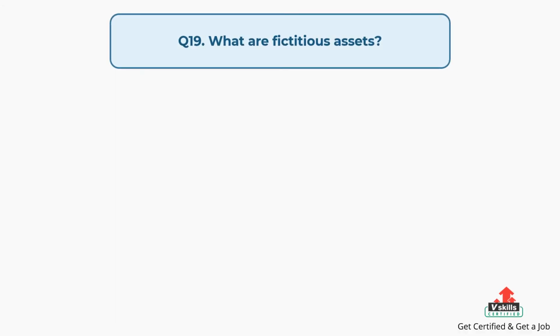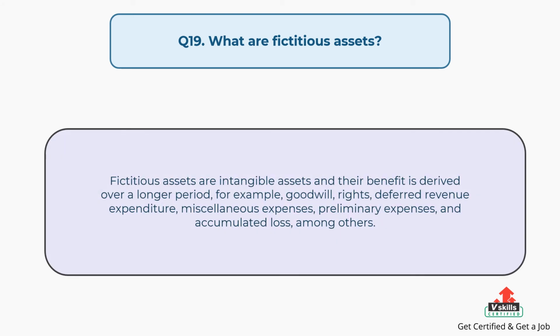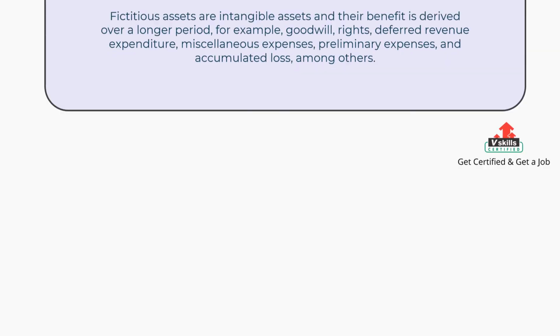Question number 19. What are fictitious assets? The answer is, fictitious assets are intangible assets and their benefit is derived over a longer period, for example, goodwill, rights, deferred revenue expenditure, miscellaneous expenses, preliminary expenses, and accumulated loss, among others.